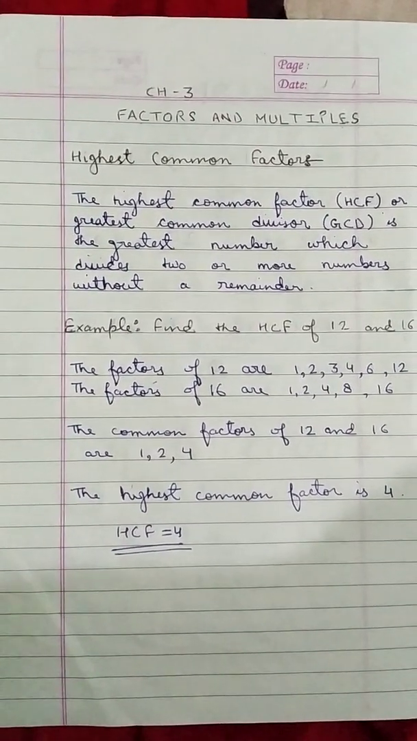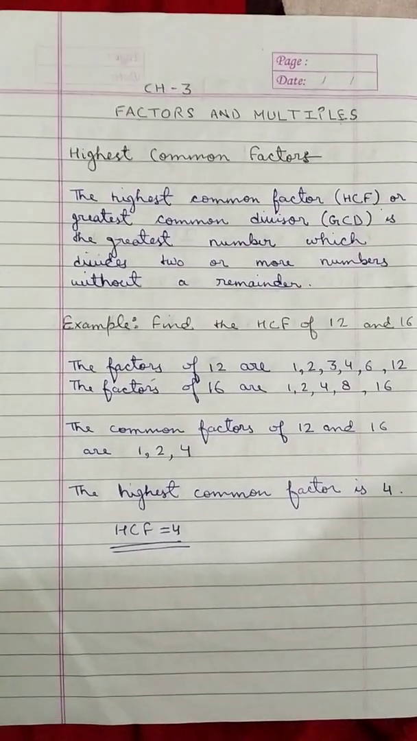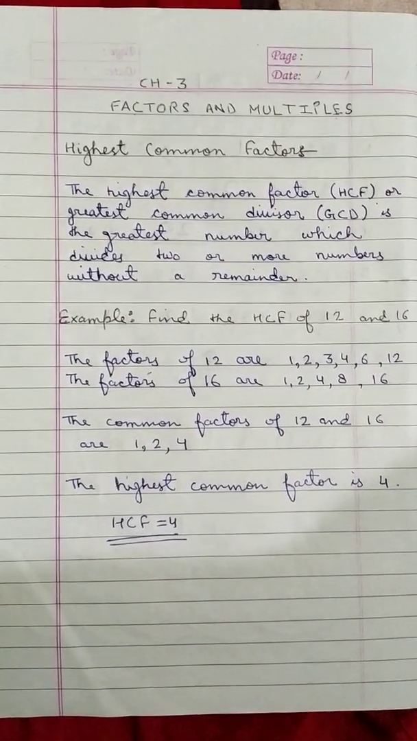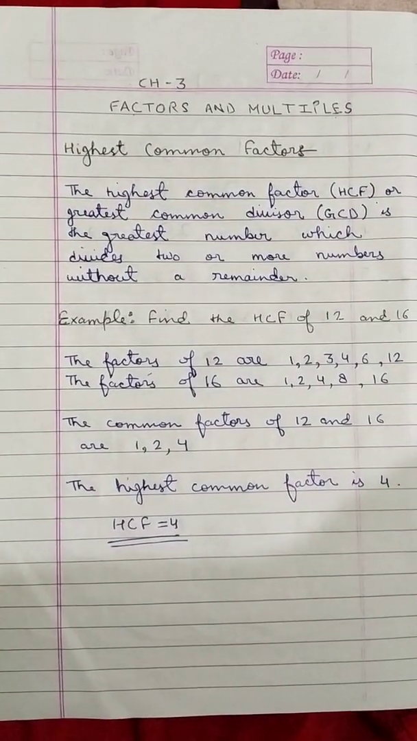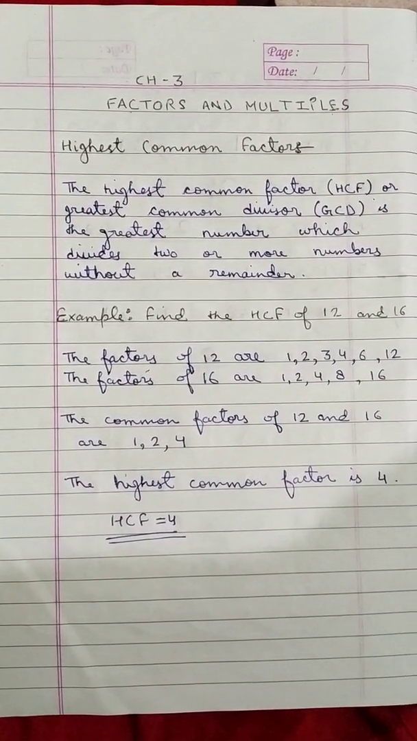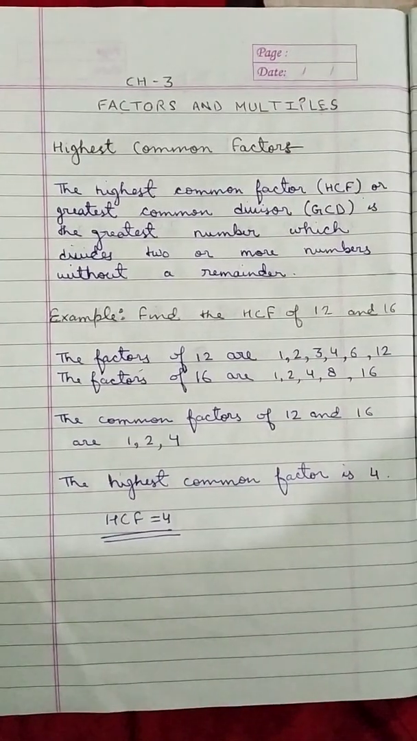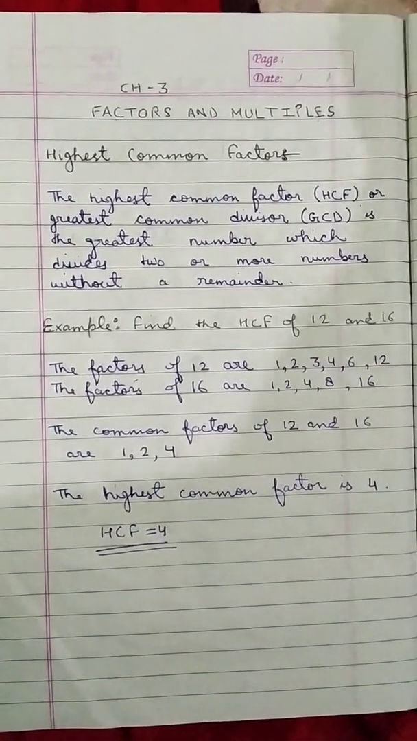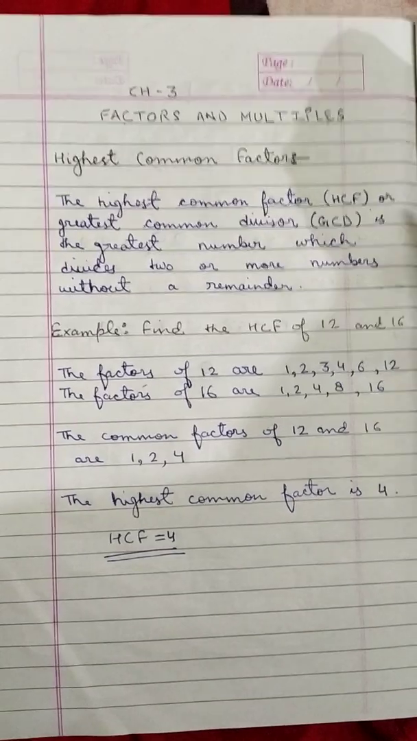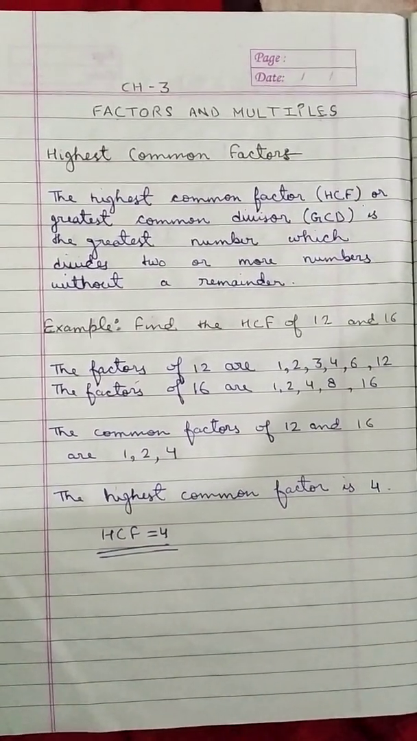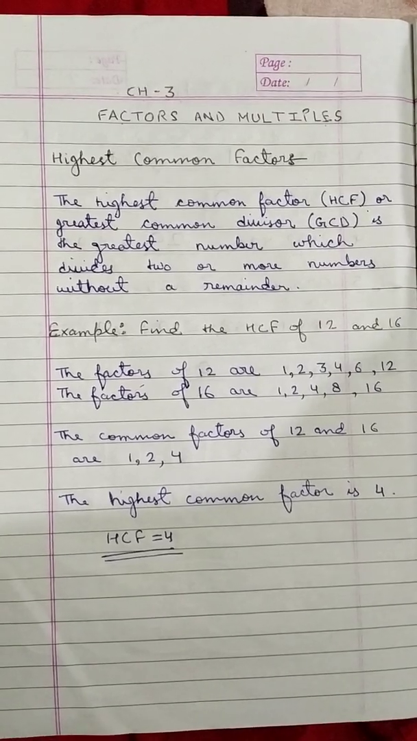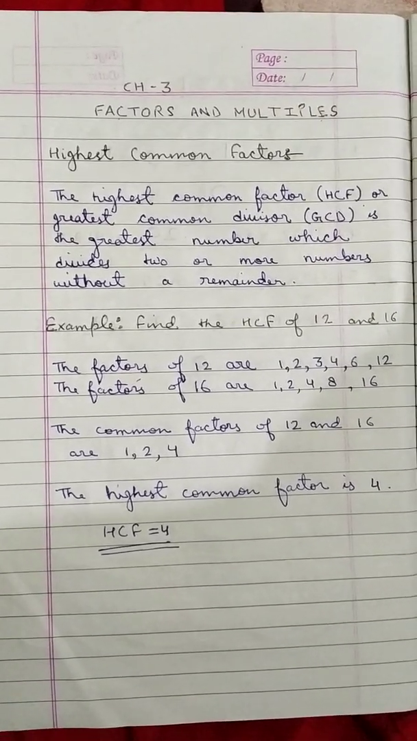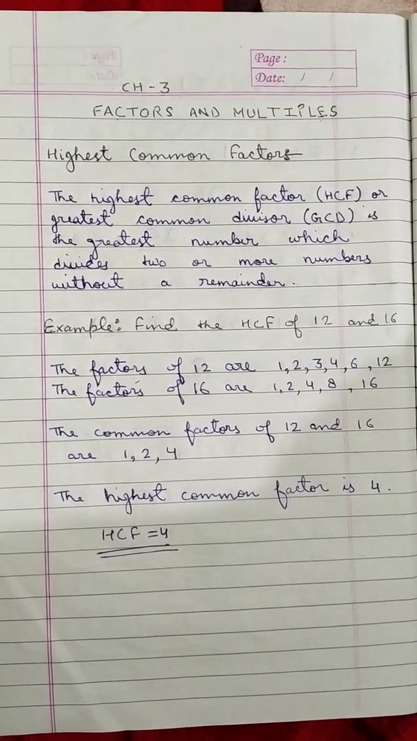So what is HCF? The highest common factor, HCF, or greatest common divisor, both are the same, is the greatest number which divides two or more numbers without a remainder. It means that the number which divides the given numbers without a remainder is the HCF of those numbers.